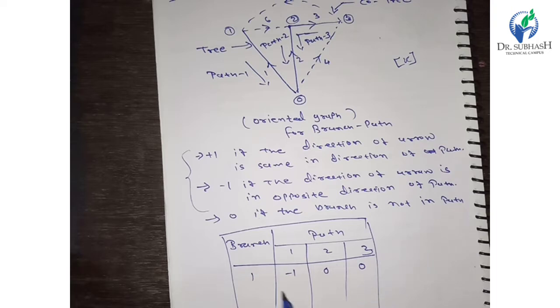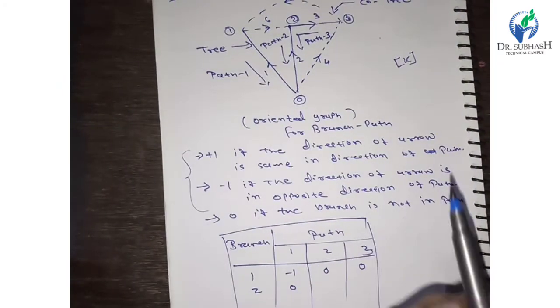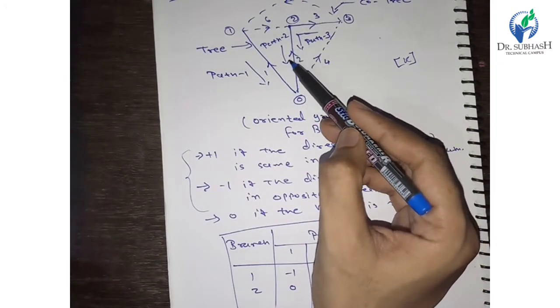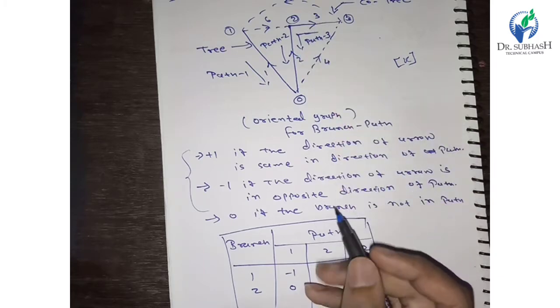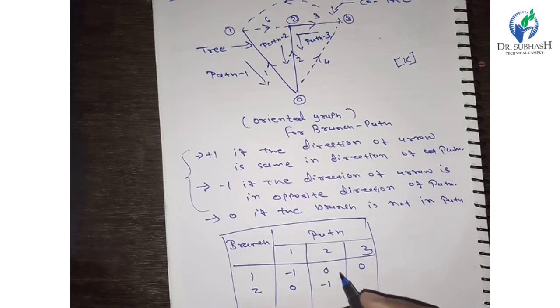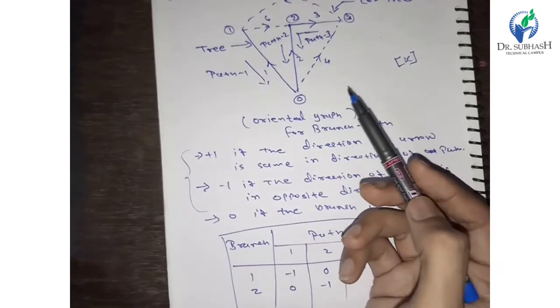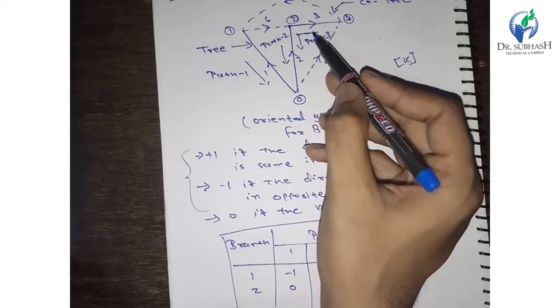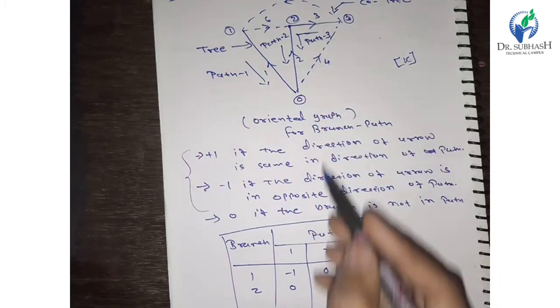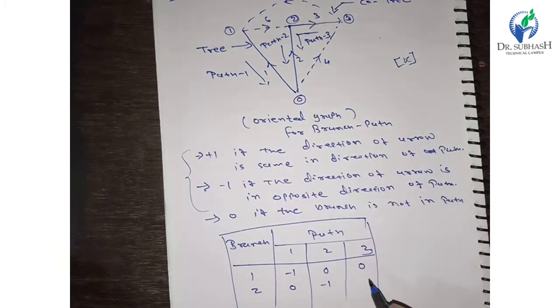When we take branch number 2, the output for path 1 is a 0 value. Here branch 2 and path 2 are connected in opposite direction, so the output is -1. In the same way, path 3 is also connected in an opposite direction with them, so the path 3 output is -1.